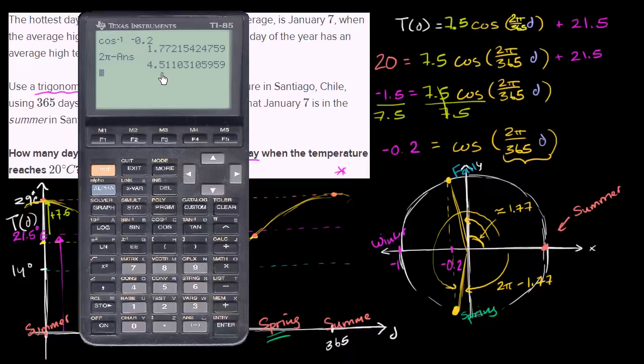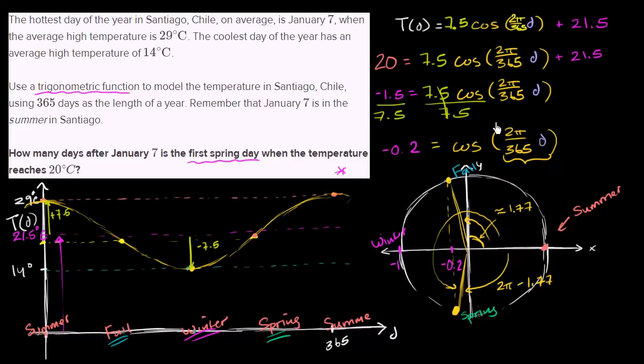Now, we're not done yet. That's just the angle. That's the argument that we need to give in here to get to that point. But what's the days going to be? Well, 2 pi over 365 days is going to be equal to this number, 4.511. So let me write that down. So this right over here is going to be approximately equal to 4.511.